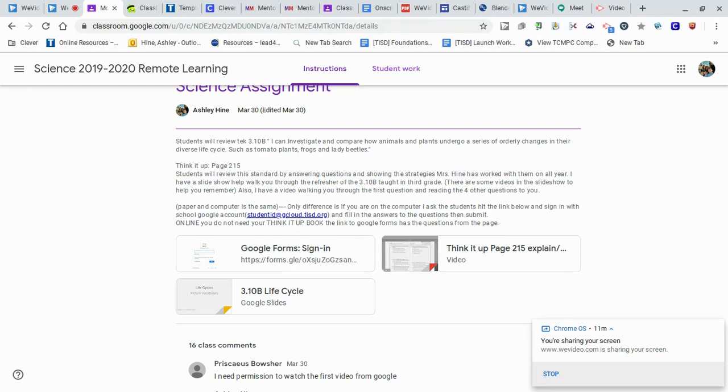And then when they go back and realize they got the easiest question wrong, it's because they missed a word with no strategies. So students will review the standard by answering the questions and showing the strategies Ms. Hine has worked with them on all year. I have a slideshow to help walk you through the refresher of 3.10b in 3rd grade. There are some videos in the slideshow to help the student remember. So I always like to make sure there's a lesson to go with an assignment.